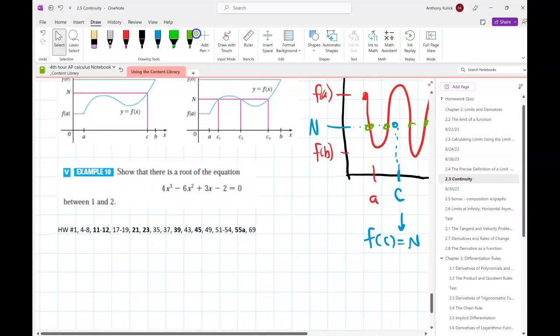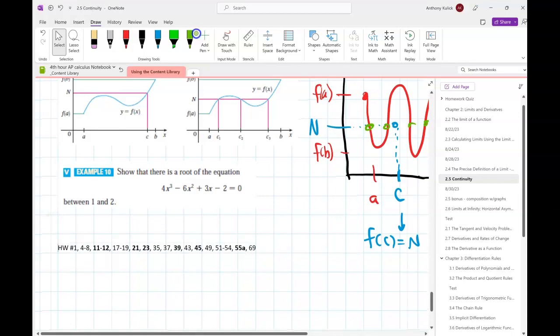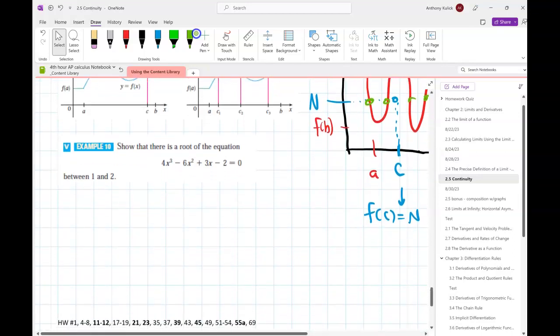Let's look at an example of how we can use the intermediate value theorem. It says, show that there is a root of the equation, yada, yada, yada, equal to 0 between 1 and 2. So what do we mean when we say show there's a root of the equation? Is that like a 0? It's a solution, yeah, a 0. Same difference. They can be used interchangeably for all intents and purposes.